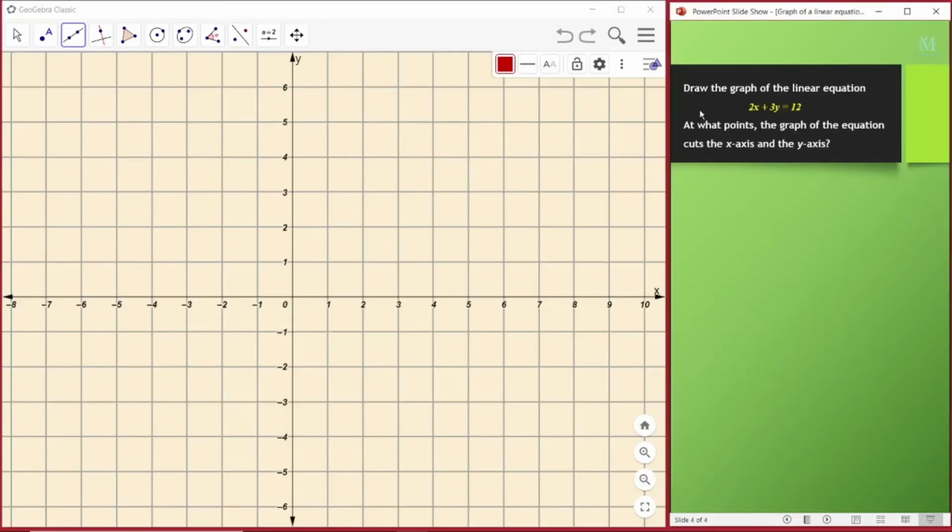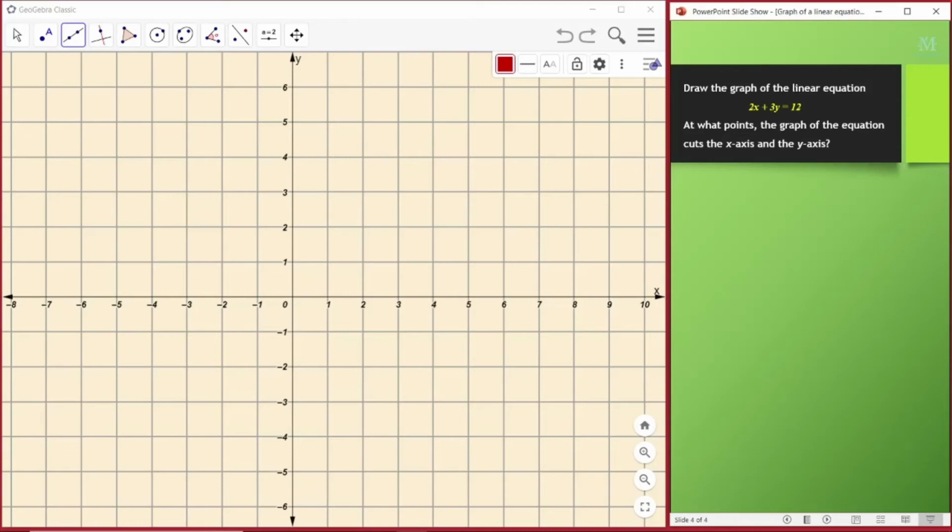The question is, draw the graph of the linear equation 2x plus 3y is equal to 12 and also find out at what points the graph of the equation cuts the x-axis and y-axis. So what do we have to do? First we have to draw the graph.